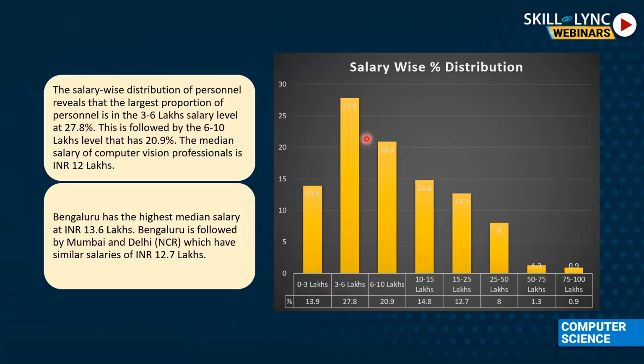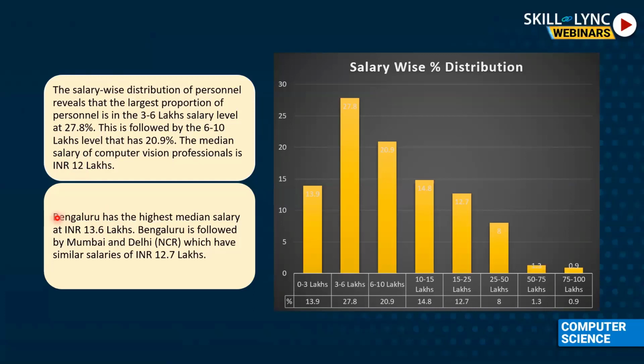They consist mostly 27% of the total, but as we see, there are people second highest in this category of 6 to 10 lakh, and we see that the median salary of the computer vision professional is 12 lakhs, which I think comes with the experience.